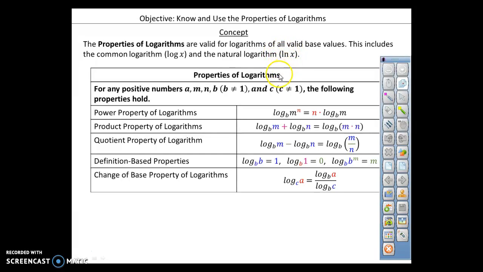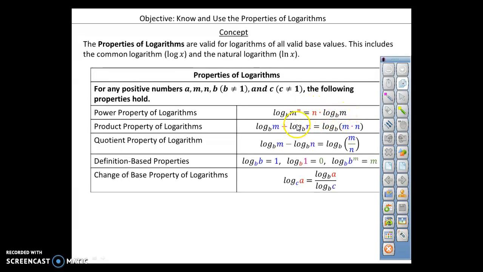The properties of logarithms are like the order of operations. When you're using them in problem solving, they have to be used in a particular order. So the first property that we use is like our exponent property. It is called the power property of logarithms. It can be used to take an exponent, such as the n, and move it to the front of the logarithm expression as a multiplying factor. Or it can be used to take a multiplying factor, such as n times a logarithm, and move it to the exponent position on the argument of m.